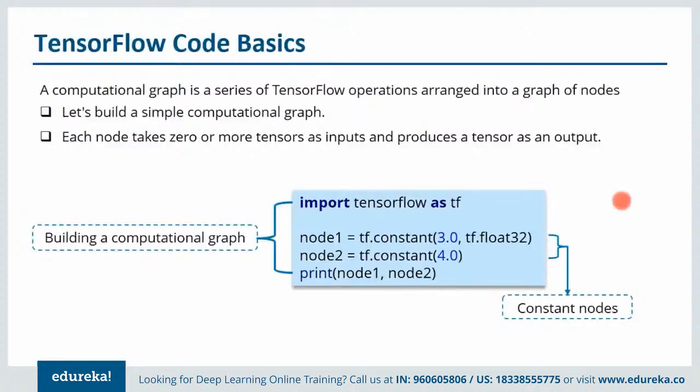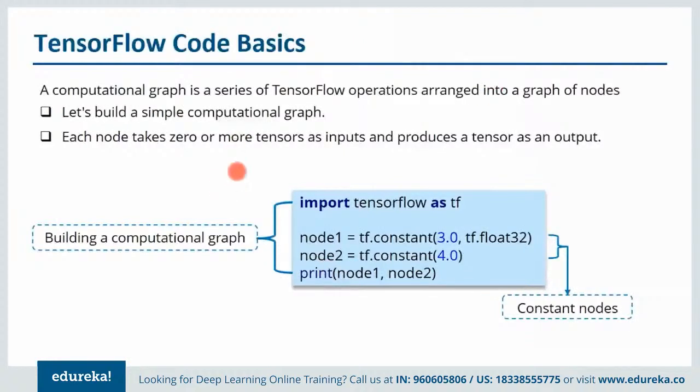Now let me explain it to you with the code that is in front of your screen. The first thing you do is import the TensorFlow library. Then you define 2 nodes, and these nodes are constants. We call the function tf.constant and provide a value that is 3, and it is nothing but a 32-bit float number. Similarly, we define one more constant node, which contains the value 4. So these are your constant nodes. This is basically what a computational graph is.